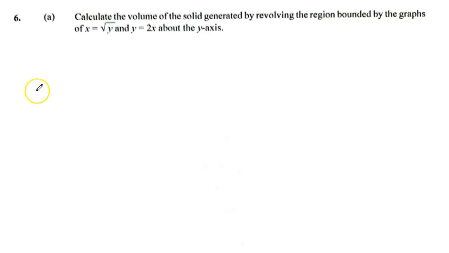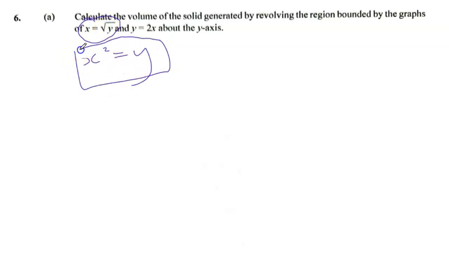Let me do a quick sketch of these two graphs. So we have x equal to root y. If we square both sides, what we have is x squared equal to y. So that's one of them, a curve. And then the other graph is y equal to 2x.